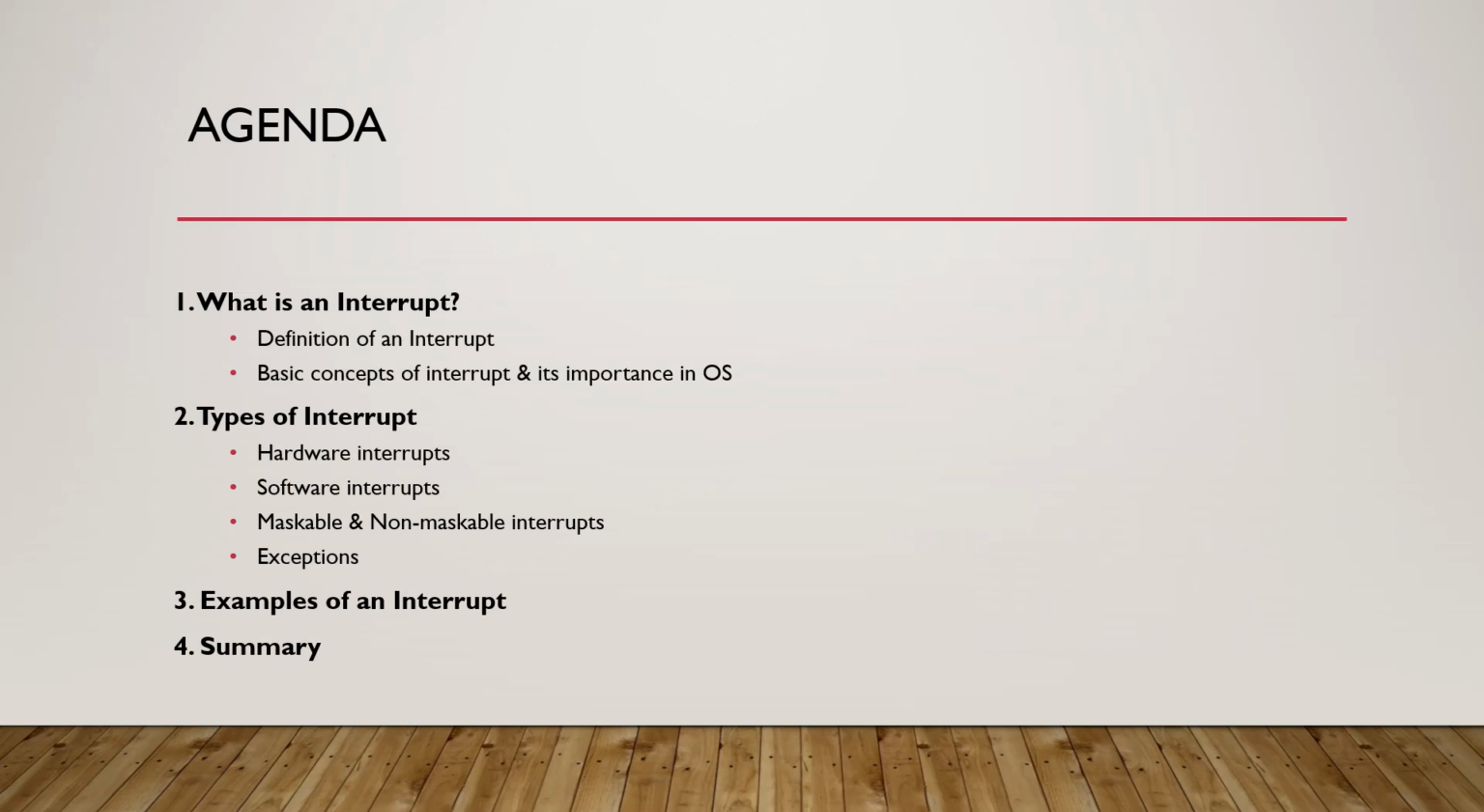So what's on our agenda today? First, we will define the interrupt. We will also provide the basic concept of interrupt and its importance in operating system. Next, we move to types of interrupt: hardware, software, maskable, non-maskable, and exceptions. Thirdly, we will give some examples of an interrupt. And finally, we will summarize our tutorial.